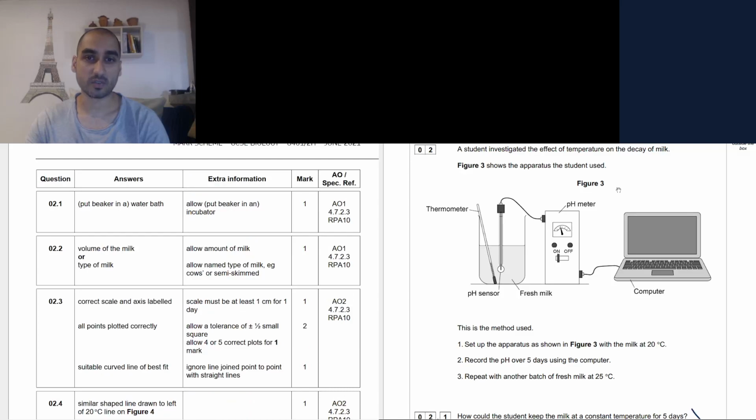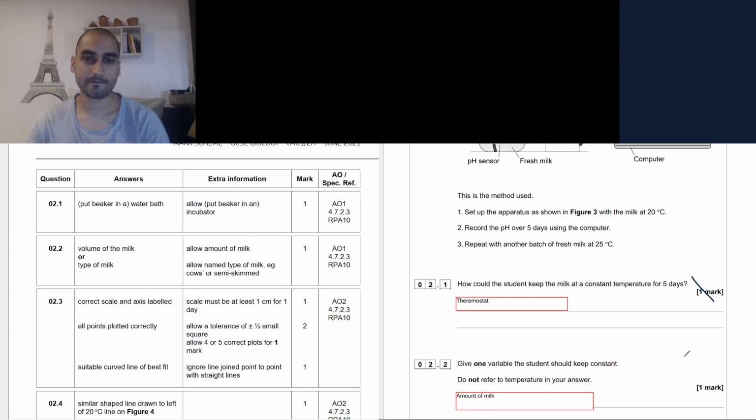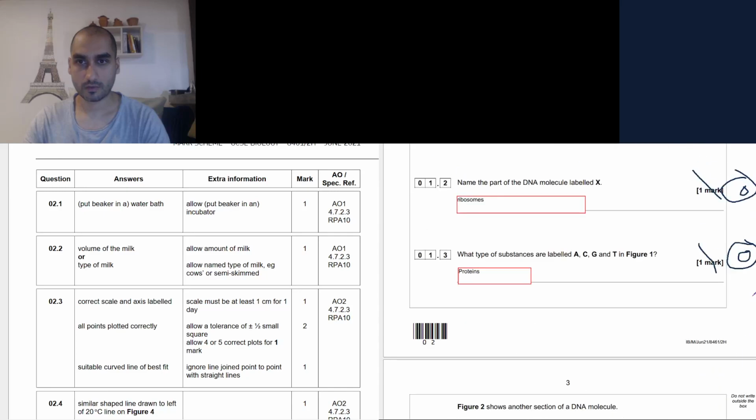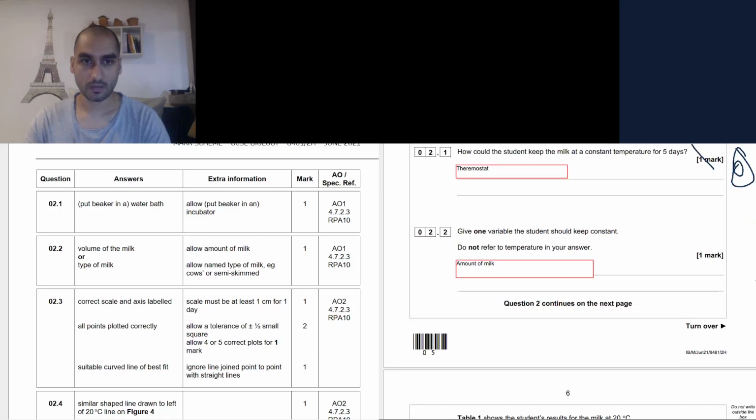Oh, incubator. They would have allowed incubator. Why did I say thermostat? I could have said incubator. The problem is, what if it gets too warm? Okay, so I've only lost 3 marks so far. Have I? Let me check. 1, 2, 3. Okay. Amount of milk. Yeah.